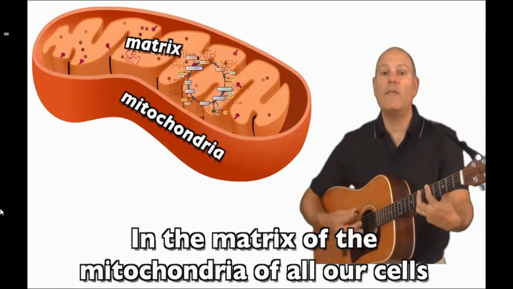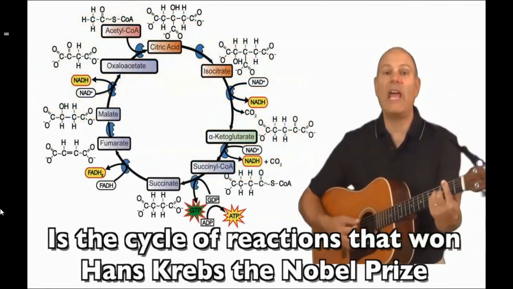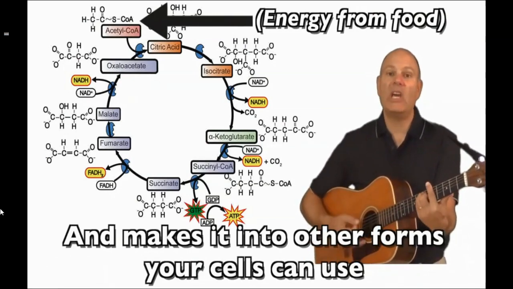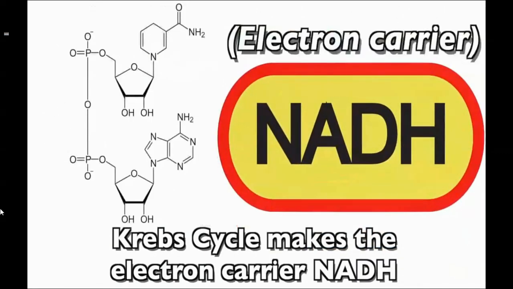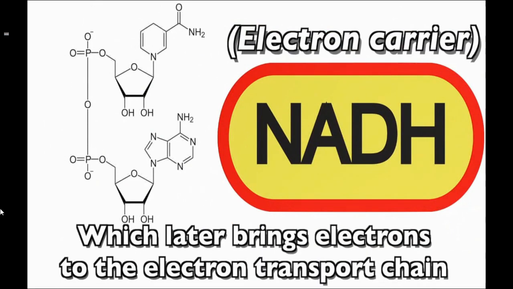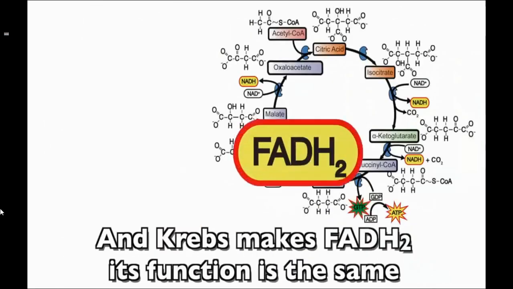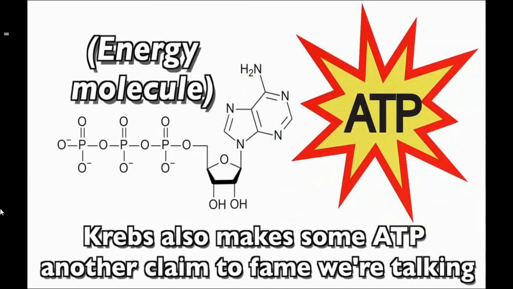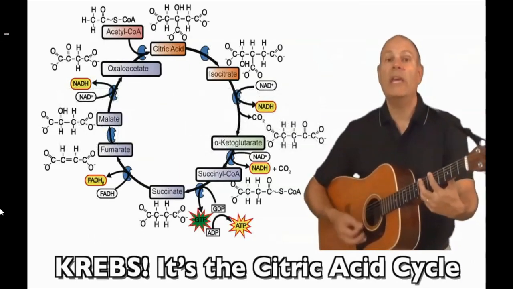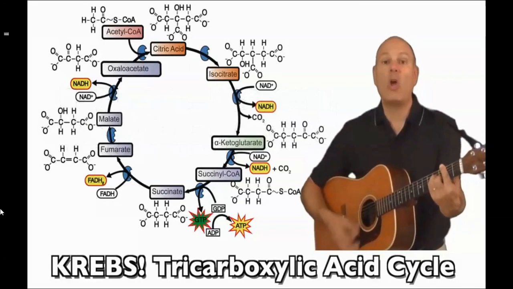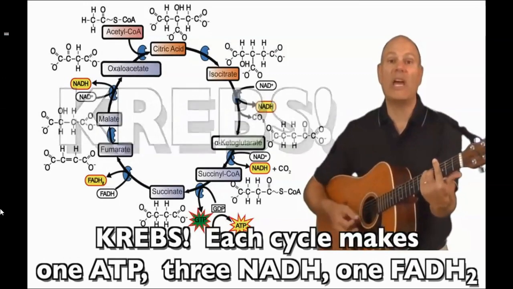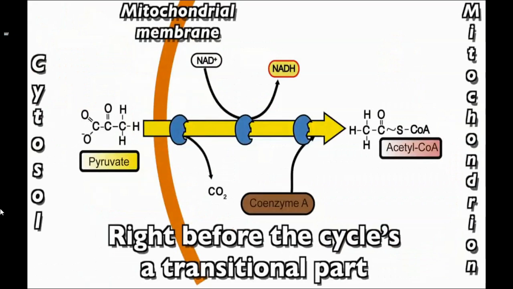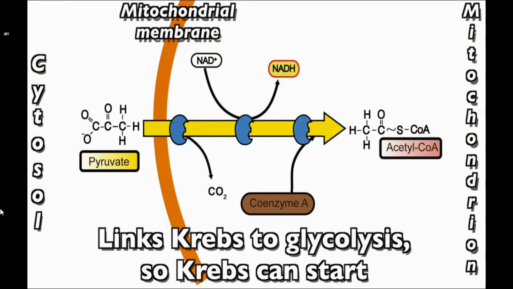In the matrix of the mitochondria of all the cells is a cycle of reactions named after Krebs, who won a Nobel Prize. The cycle takes the energy in food and makes it into other forms your cells can use. The Krebs cycle makes the electron carrier NADH, which later brings electrons to the electron transport chain. When Krebs makes FADH2, its function is the same. Krebs also makes an ATP. It's the citric acid cycle. The Krebs cycle makes one ATP, 3 NADH, 1 FADH2. Right before the cycle is a transitional part.